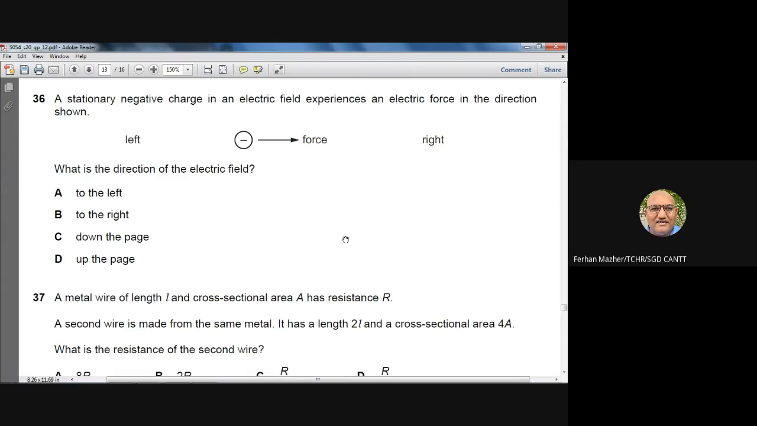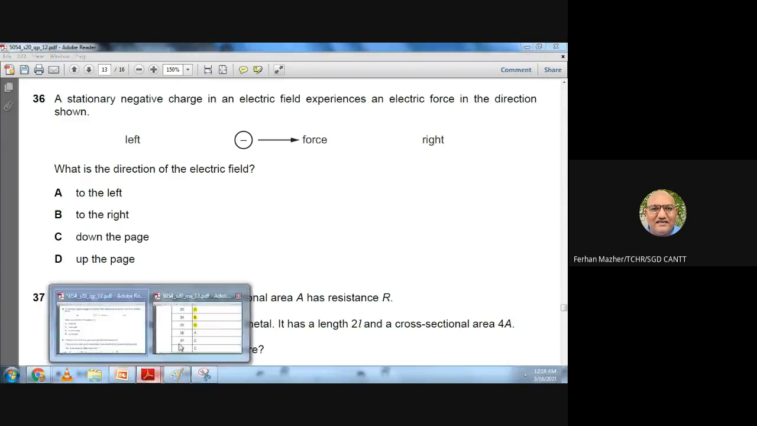So here the negative charge is moving towards the right. So the direction of the electric field should be to the left, because the negative charge moves opposite to the direction of the electric field. So if the negative charge is moving to the right, the electric field should be to the left. So A looks the option, sir. Question number 36, A is the option.